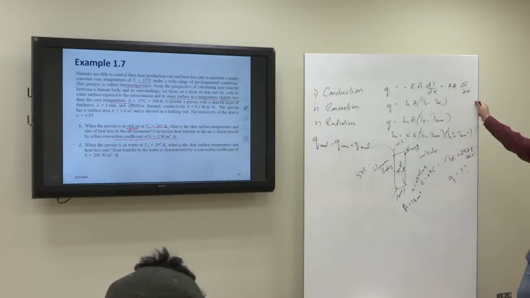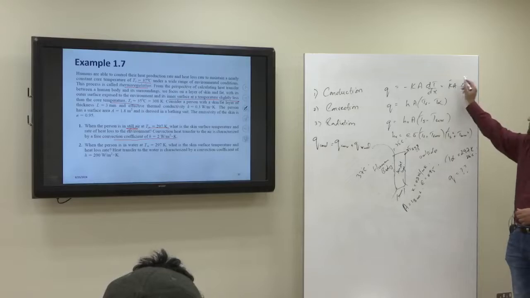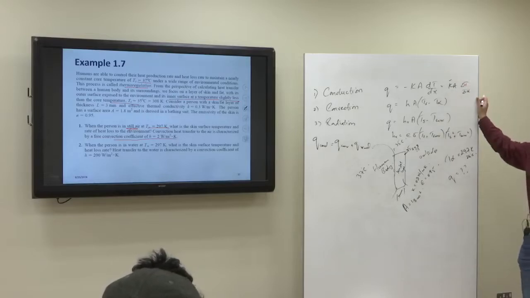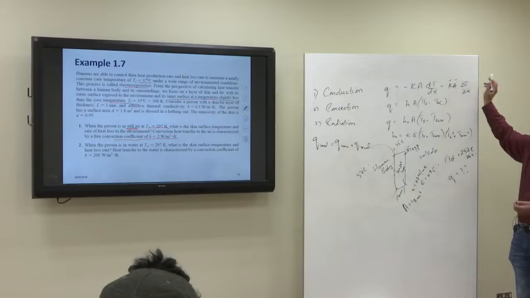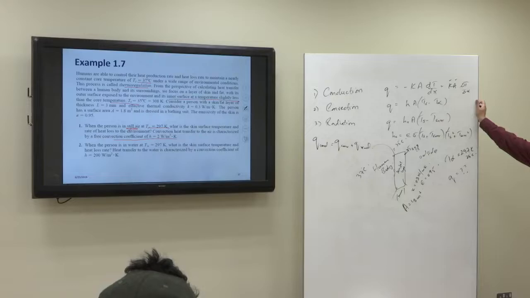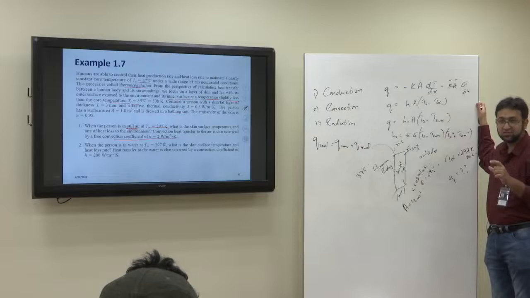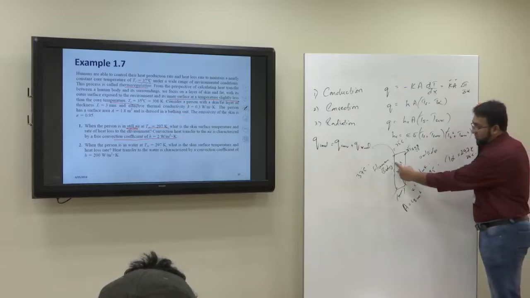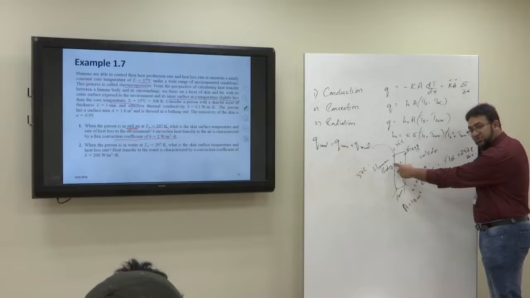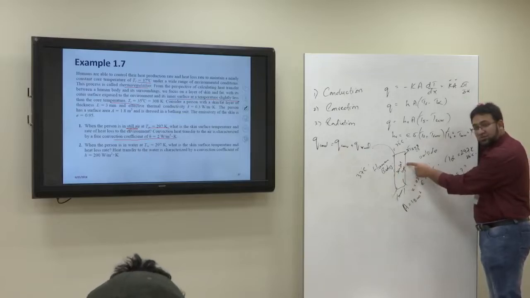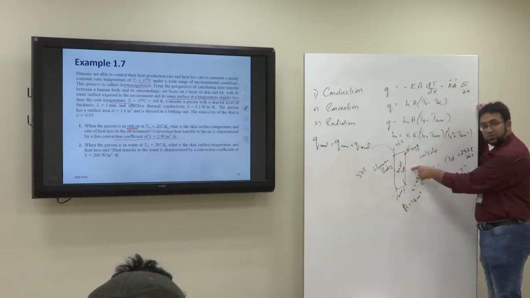Okay, so K, do we know K? Yes, K we know. Do we know area? Area is 1.8 meters square. Okay, do we know delta T? Tell me what will be delta T? Look, we have to apply the delta T in the area where the heat transfer we are considering. So we are considering heat transfer from the skin inner side to the skin outer. Okay, so this we know, 35, but this we don't know, Ts.